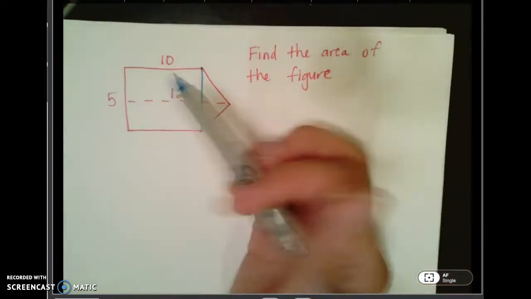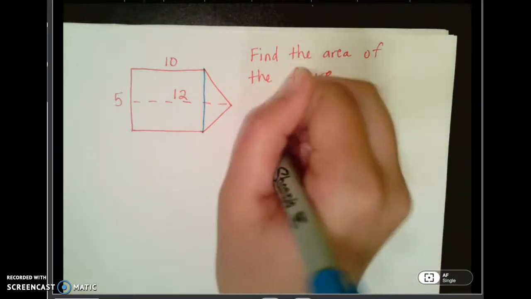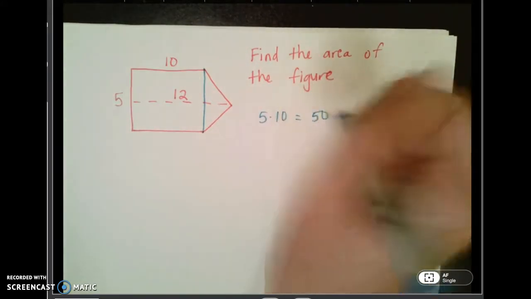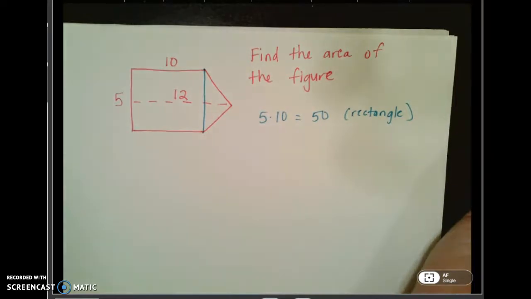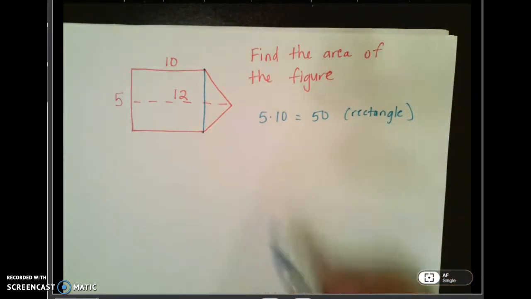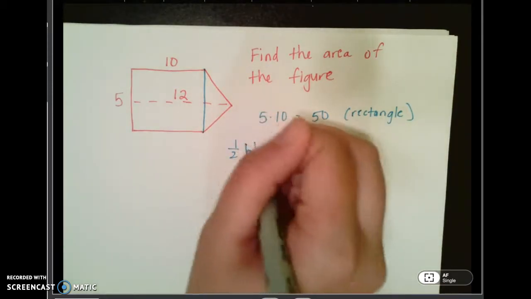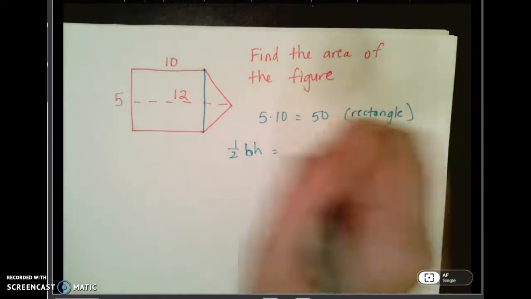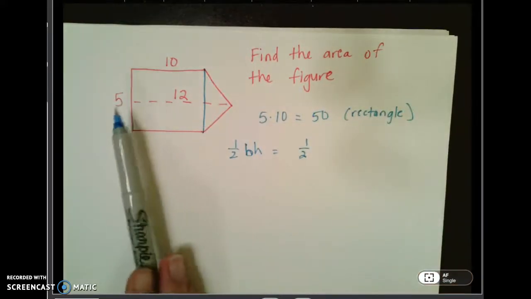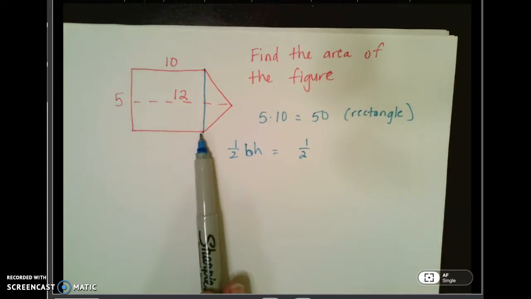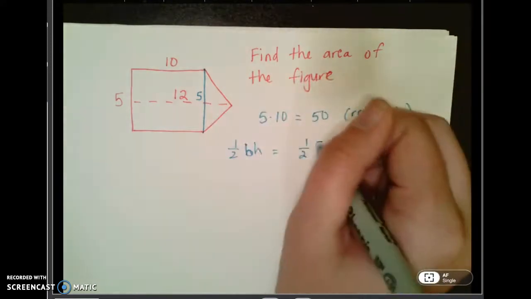So I'm going to do the rectangle first. So my rectangle is length times width, which is 5 times 10, gives me 50. That's the rectangle. And then to get my triangle, it is 1/2 base times height. Oops, base times height. So let's fill in what I know. That means I have 1/2. The base of my triangle is this blue line. Well, think about it, it's a rectangle. So if this side of my rectangle is 5, this side of my rectangle must also be 5. So my base of the triangle is 5.